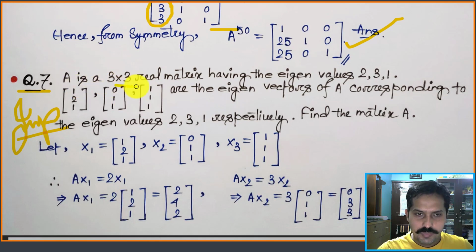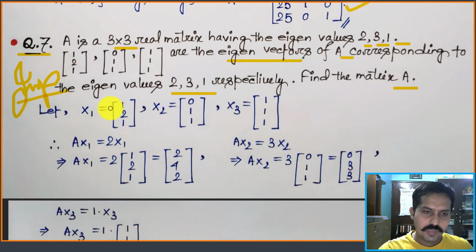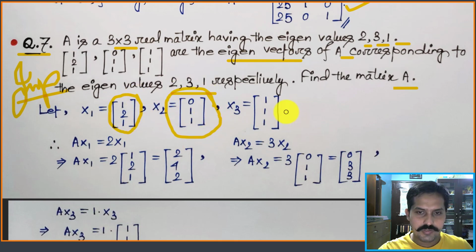See, capital A is a 3 by 3 real matrix having the eigenvalues 2, 3, 1, with (1, 2, 1), (0, 1, 1), (1, 1, 1) as the eigenvectors of capital A corresponding to the eigenvalues 2, 3, 1. Means this is the eigenvector corresponding to 2, this is the eigenvector corresponding to 3, and this is the eigenvector corresponding to 1. Okay, find the matrix capital A. So let x1 equals (1, 2, 1), x2 equals (0, 1, 1), and x3 equals (1, 1, 1). Let us assume this.